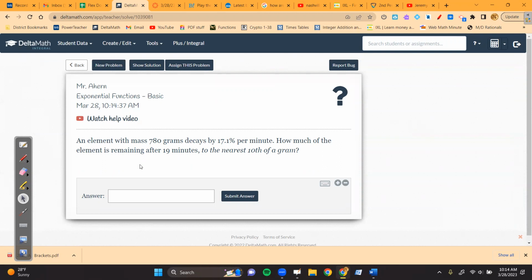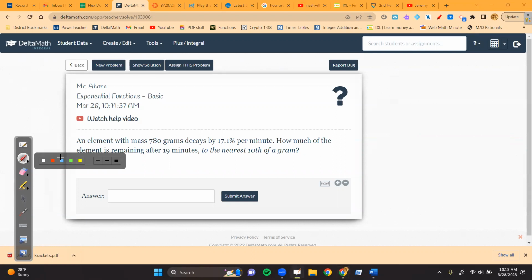Stay with me here. In this problem, I have 780 grams of some element and it decays, goes down at a rate of 17.1% per minute. How much of the element is remaining after 19 minutes? Again, the key is the setup. That's where you and your paper have to get this lined out, and then I'll type it in.